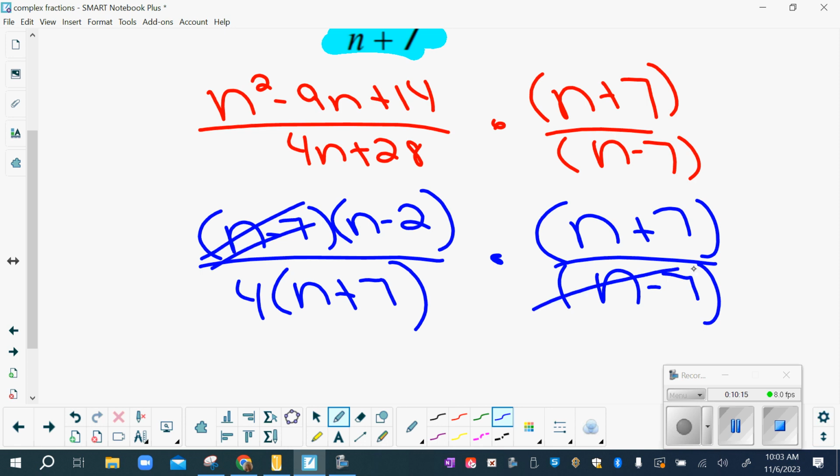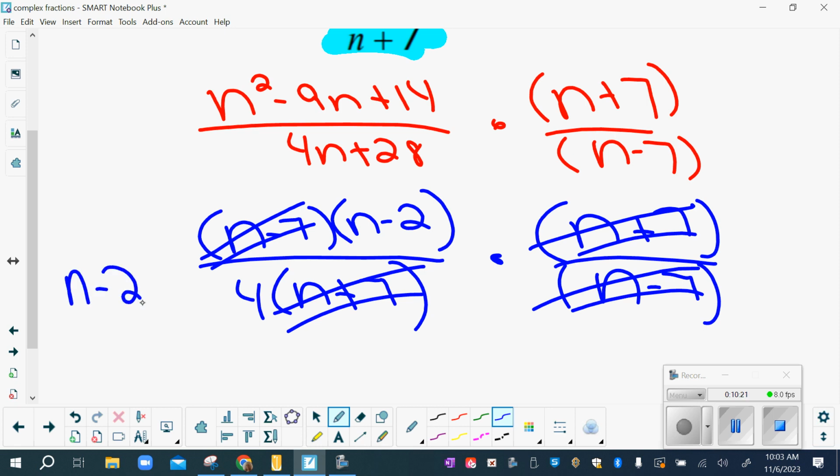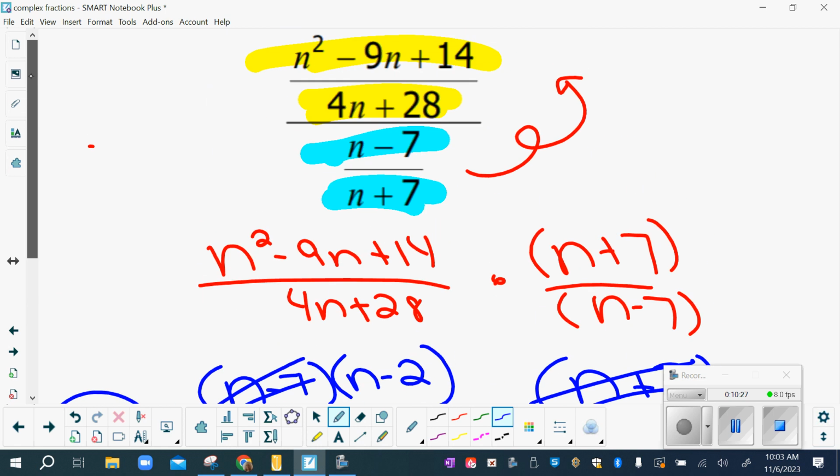Here we go. Boom, boom, boom, boom. Answer is n minus 2 over 4. That's crazy. Look at this. n minus 2 over 4 is the same as that nightmare stuff.